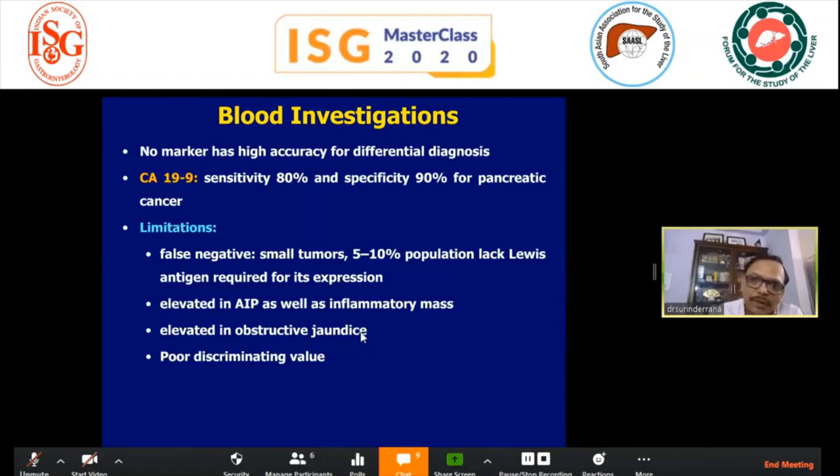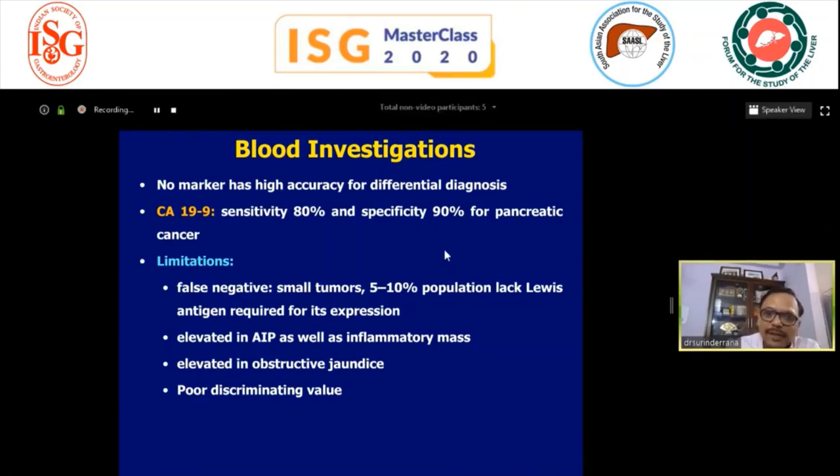But then it cannot be used for a differential diagnosis because of certain limitations. First and foremost, you can have false negatives in lesions which are less than 2 centimeter, and 5 to 10% of population lack the Lewis antigen, which is required for its expression. So these patients will have false negativity despite having an adenocarcinoma. And we all know that in patients with autoimmune pancreatitis, inflammatory masses, as well as in obstructive jaundice, the CA19-9 is elevated. Hence, it has got a very poor discriminating value for differential diagnosis.